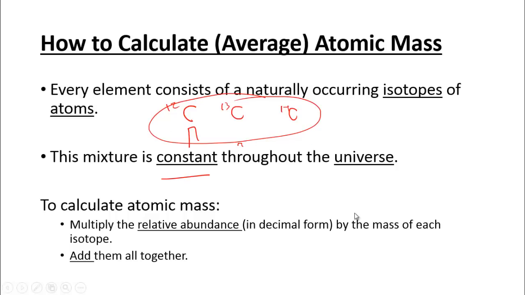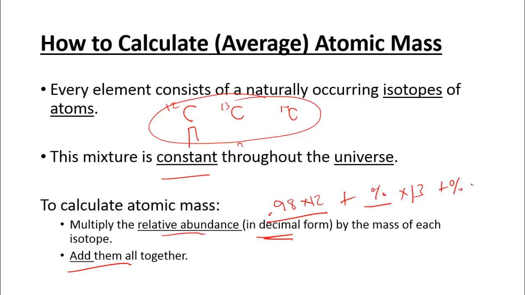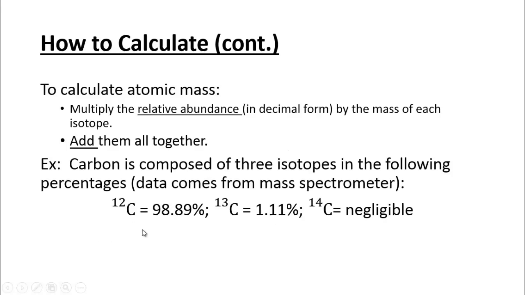Now to calculate the atomic mass, what we're going to do is take the relative abundances. So it'd be like some kind of percentage. So something like, if it says 98%, we're going to use it in decimal form. And then we're going to multiply that by the mass. So if it was carbon-12, it'd be 0.98 times 12, and we add them all together. Now we do it for carbon-13, carbon-13 times its percentage in decimal form, plus the percentage of carbon-14 times its decimal form, and you add those together. So let's actually do a problem so you can see how this looks.